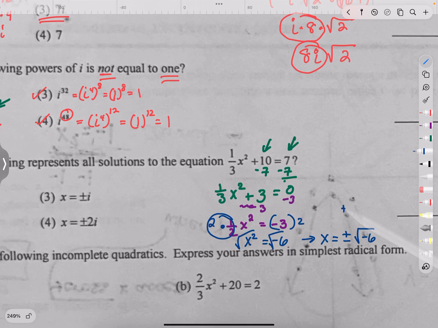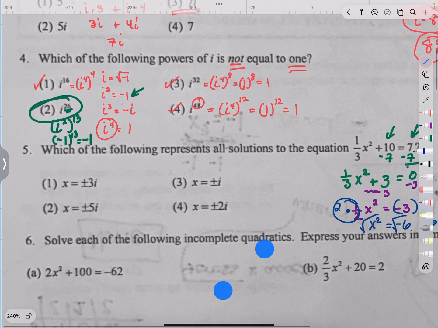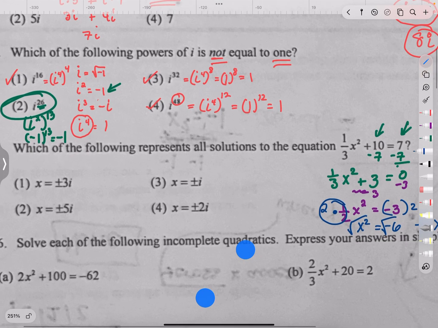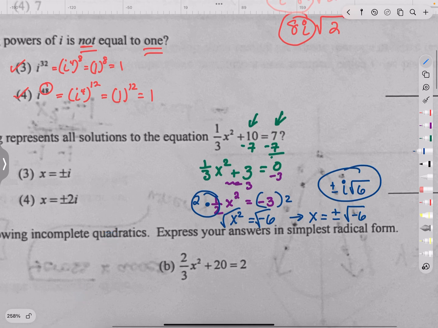Then I use the old poke out the i trick. Can't square root a negative, so I take the i out to indicate that. Oh, here, there's your two answers. x is either an i root 6 or a negative i root 6. And none of those are my choices. All those solutions. So where did I make a mistake?